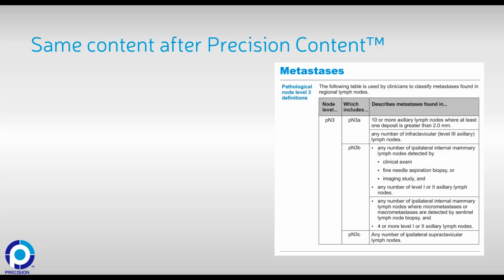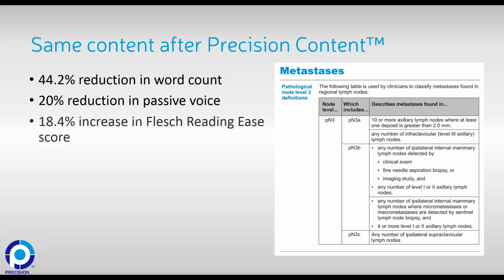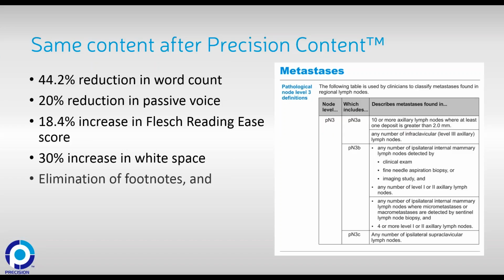This is a cancer staging table. This is what's called pathological node level, and it's one of 3 sets of tables that are used to stage a person's cancer. So when we look at this, we look at just what we can measure very easily: reduction of word count, improvement in reading score. And when we look at it, we can see that it's obviously more scannable, more easy to use than it was before.